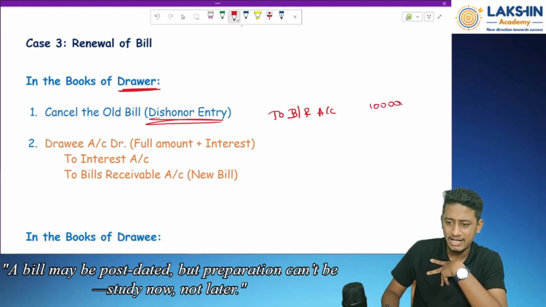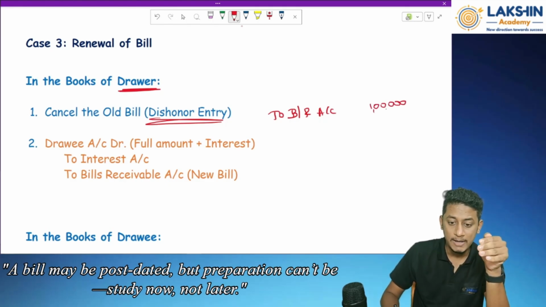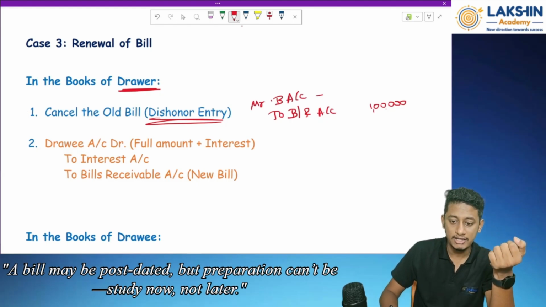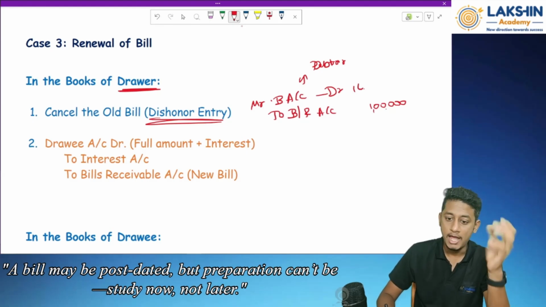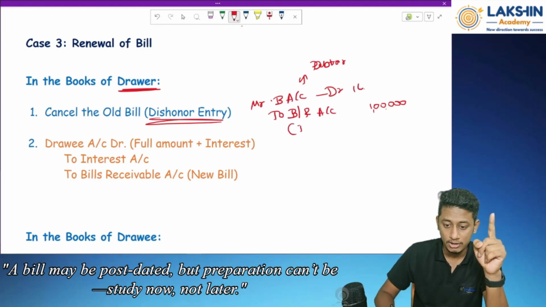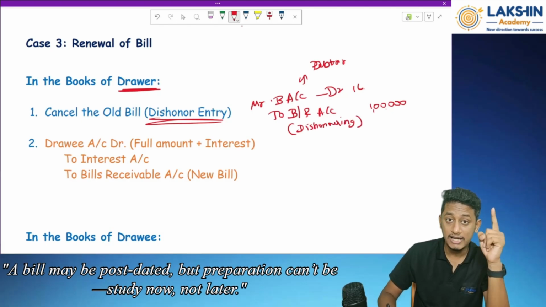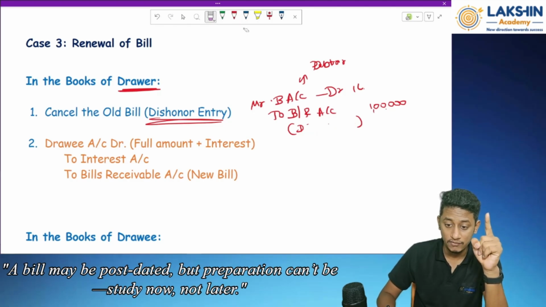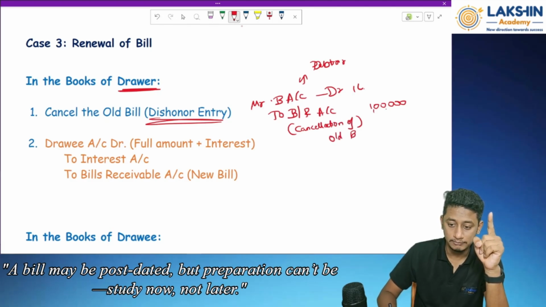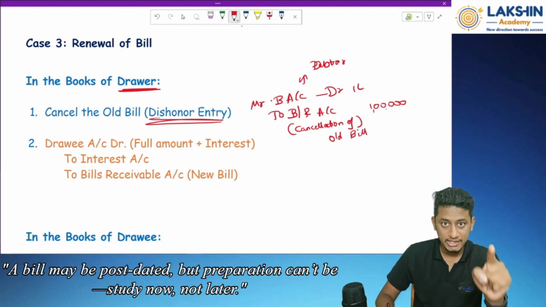For example, let's say 1 lakh rupees was there. Now on the debit side, I again increase the value of Mr. B, saying that he is my what? Debtor. He is my debtor. I will increase the value for rupees 1 lakh itself. This was the first entry that I passed. This is my dishonor entry. But I won't write it as dishonor, I will write it as renewal. Cancellation of old bill. This is my entry for cancellation of old bill.